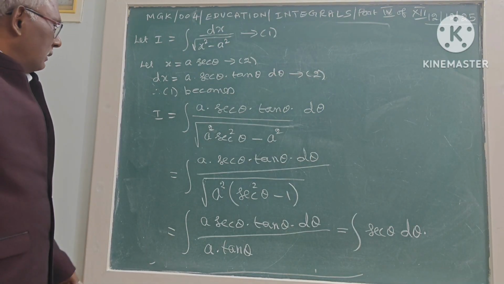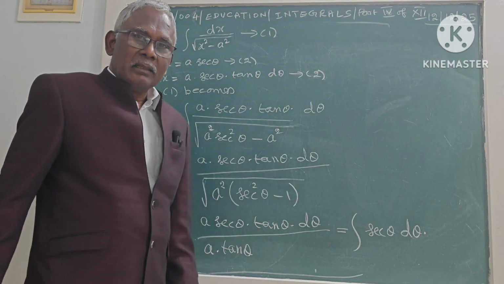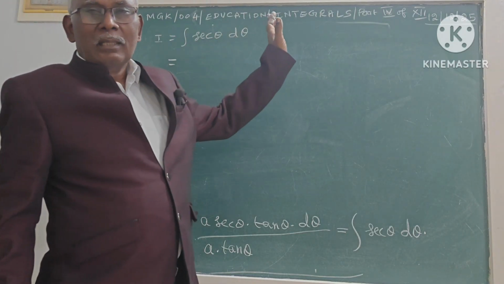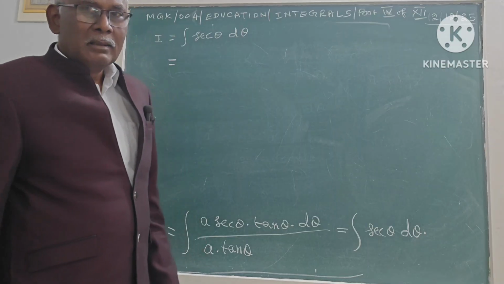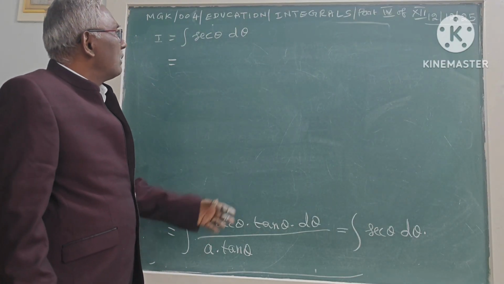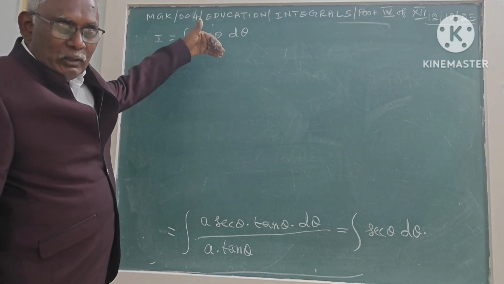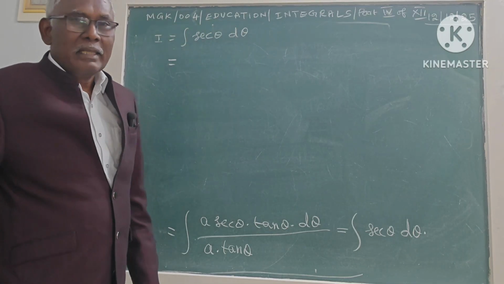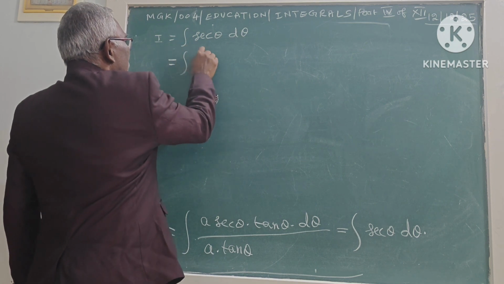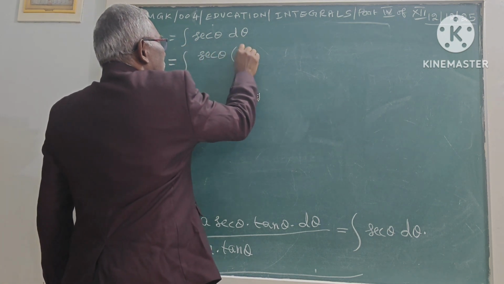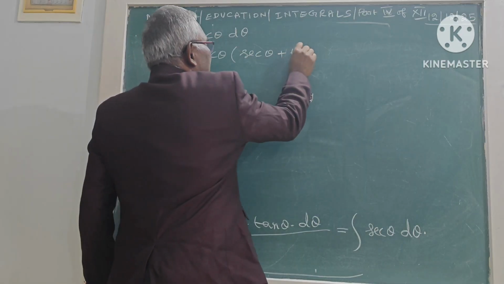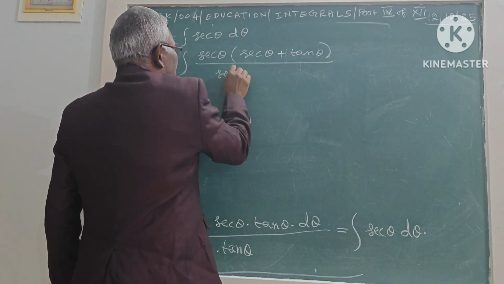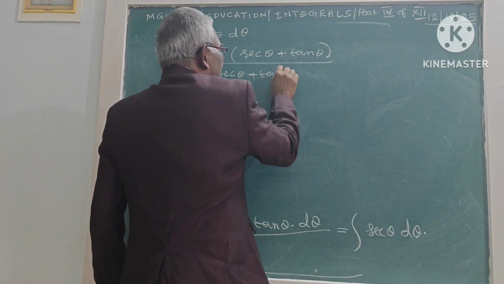Okay. This gets simplified to integral secant theta d theta. Find the value of this integral secant theta d theta. We have already seen that to find the value of this integral, you have to multiply the numerator and the denominator by secant theta plus tan theta. So integral secant theta into secant theta plus tan theta by secant theta plus tan theta.